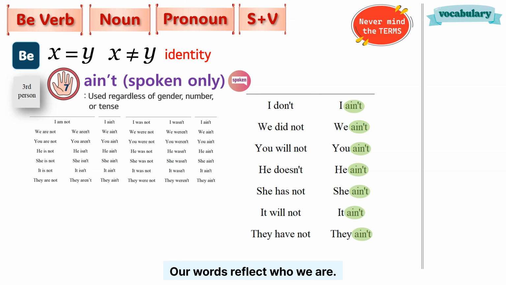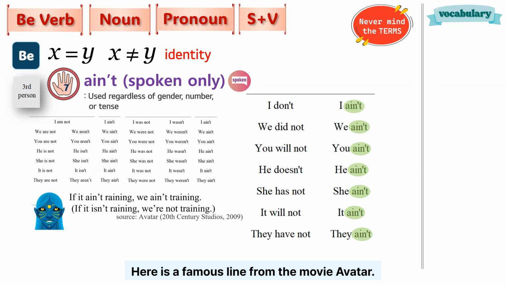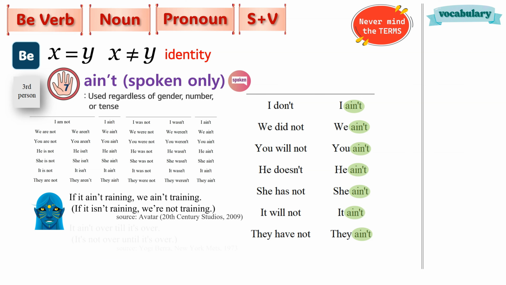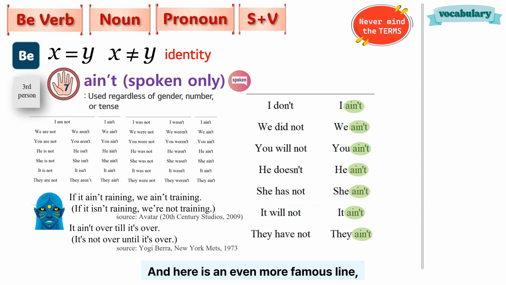Our words reflect who we are. Here is a famous line from the movie Avatar. The joke here is military humor. The idea being that training only counts if it's done under hard and uncomfortable conditions, like in the rain. Compare this with the grammatically correct version. And here is an even more famous line, one that almost everyone knows.